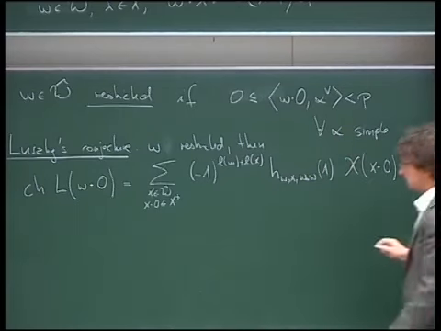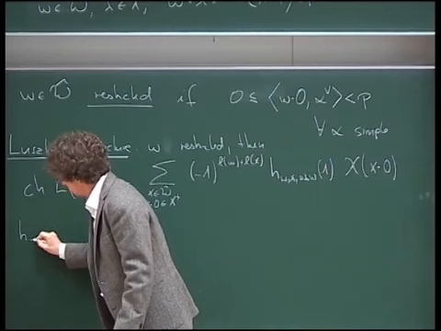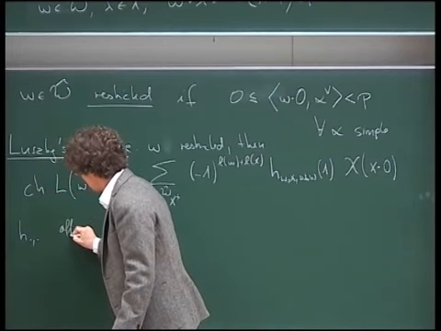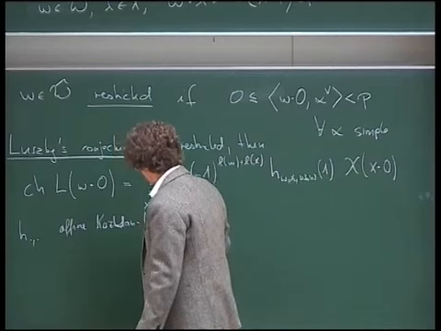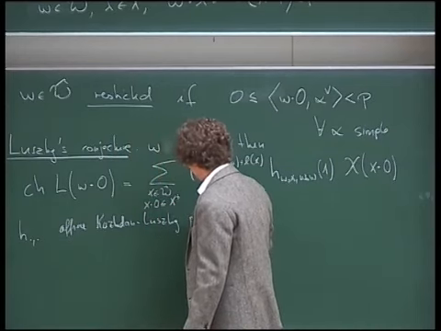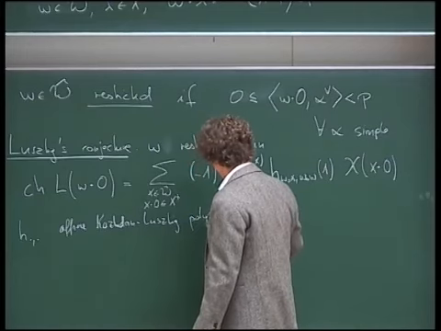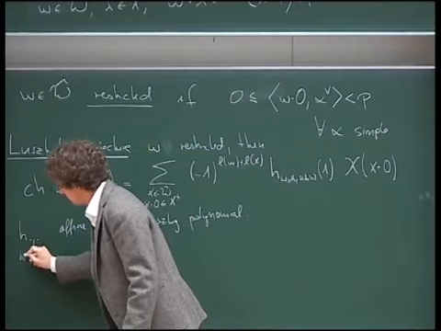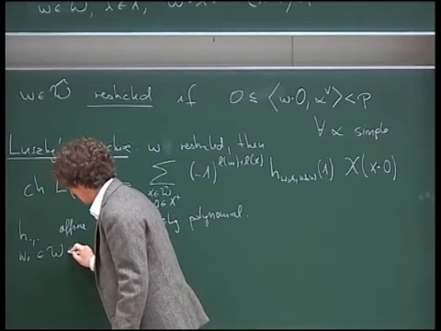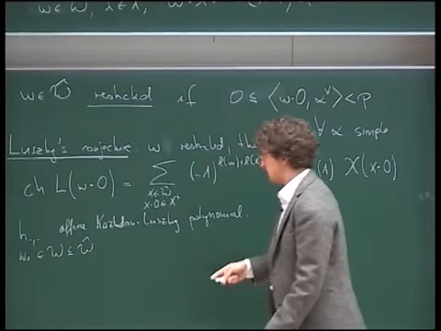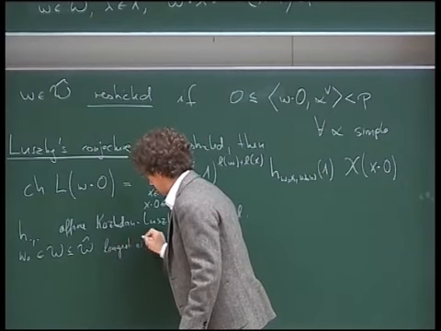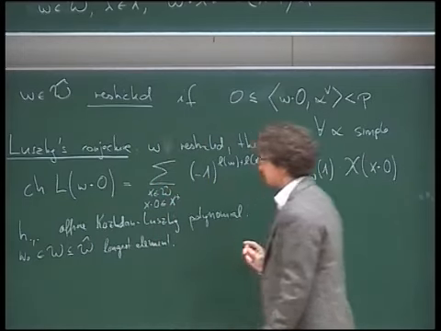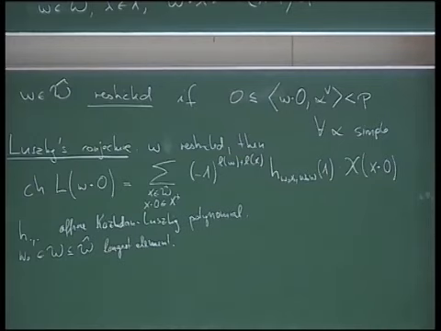And here h is the affine Kazhdan-Lusztig polynomial. And W0 in W, so that's the finite Weyl group sitting inside the affine Weyl group, is the longest element. So this is Lusztig's conjecture, and so far it's not proven.